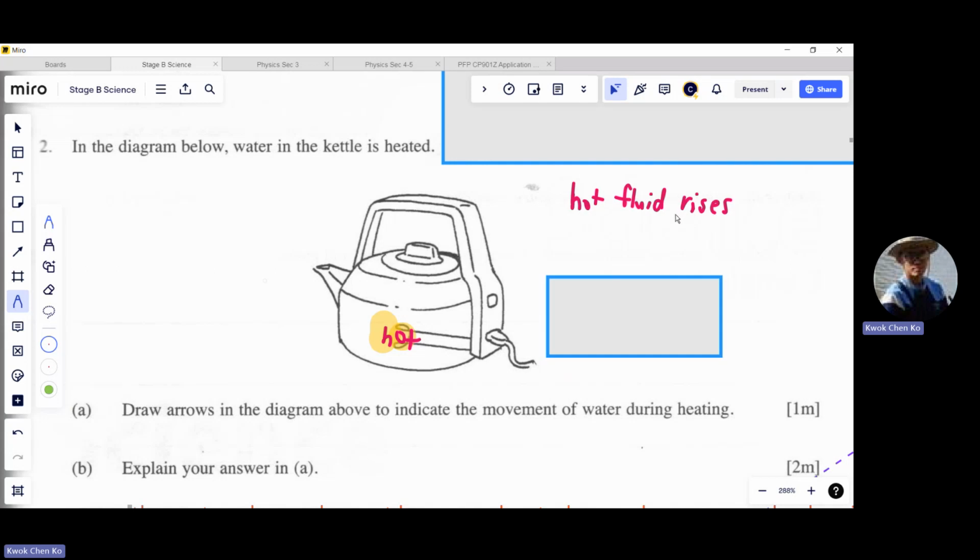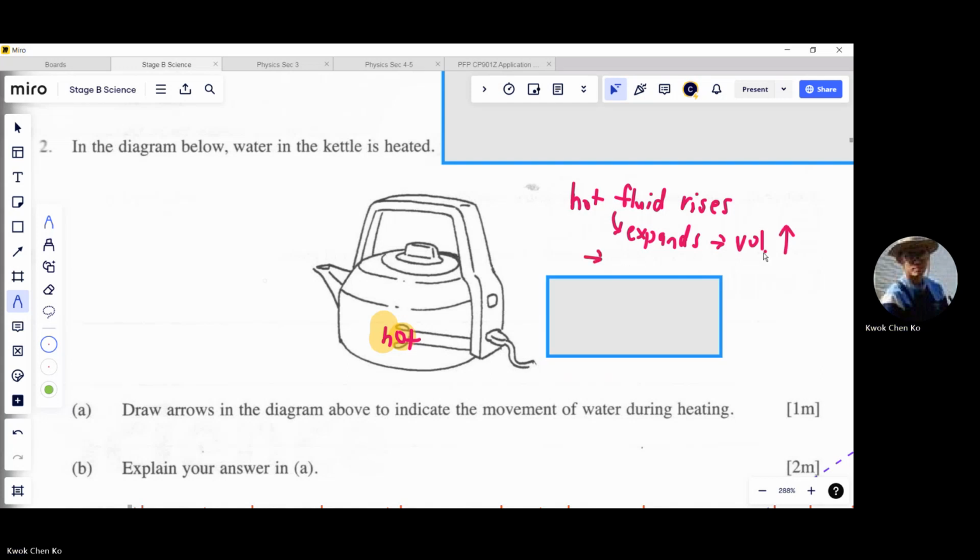Yes, but that one is your primary school kind of answer. Your secondary school will ask you why. Why? Because the hot air expands, resulting in the air rising. Expands means what? Volume increases, right? Which is why the air rises.